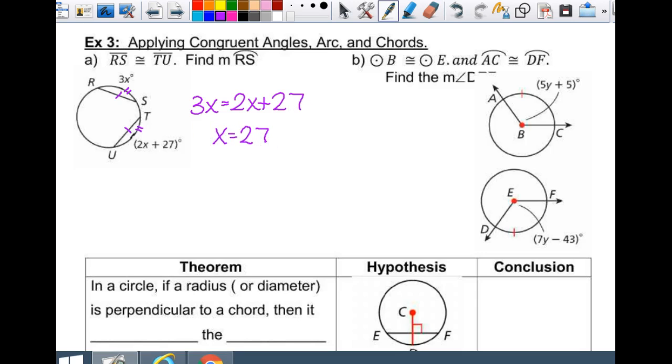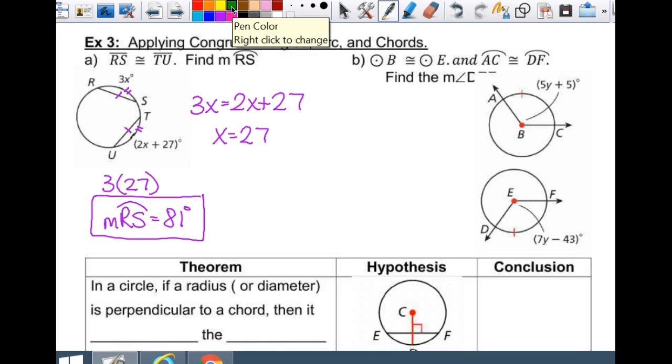Super easy, right? I don't want x, I want RS. So I do 3 times 27. 3 times 20 is 60. 3 times 7 is 21. 60 and 21 is 81. So the measure of RS is 81 degrees. Questions? The work should all be super simple on these. It's just applying the idea of what parts are congruent, of course.